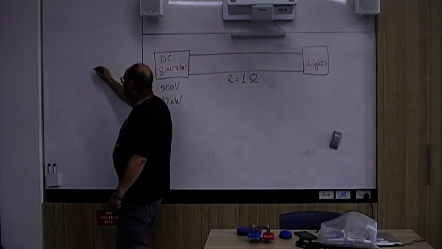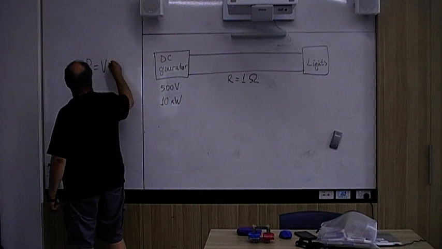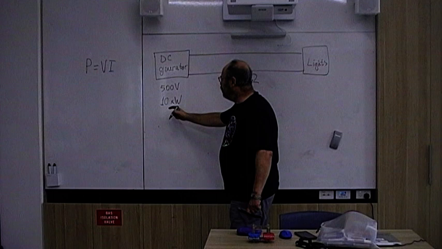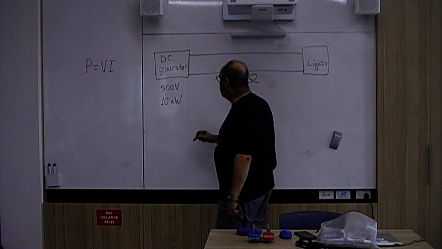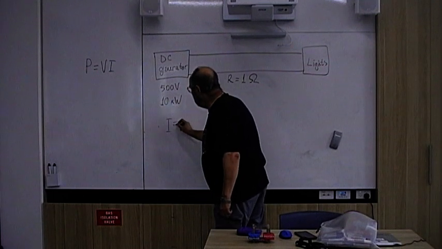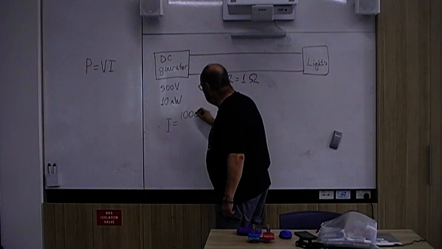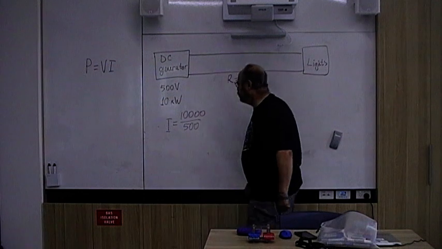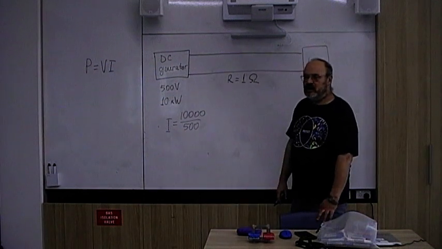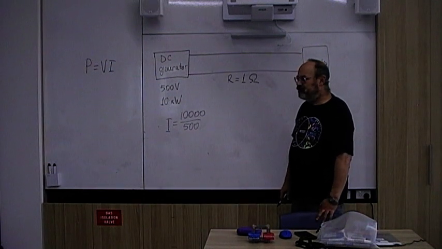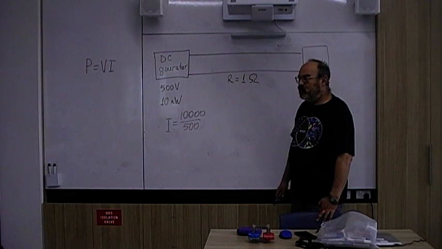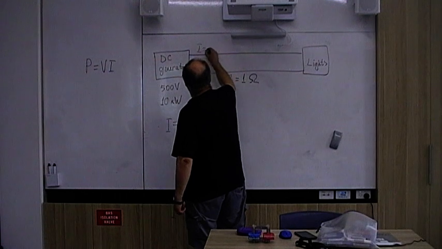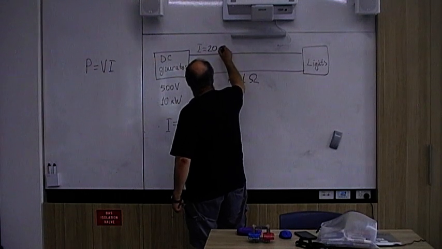Let's recall that power equals voltage times current. If we have voltage 500 and power 10,000, then current will be equal to 10,000 divided by 500. What is that equal to? 20. We'll have current here equal to 20 amps.